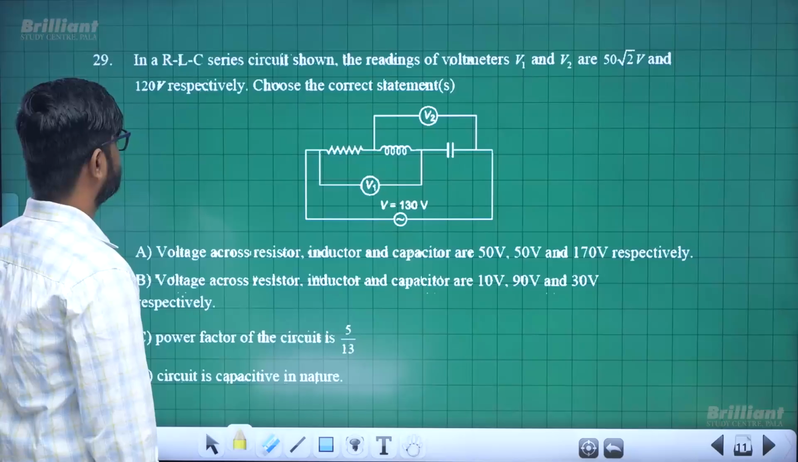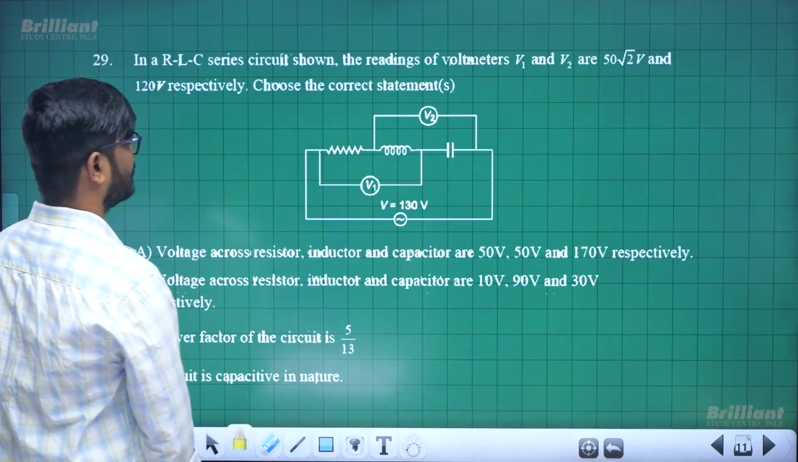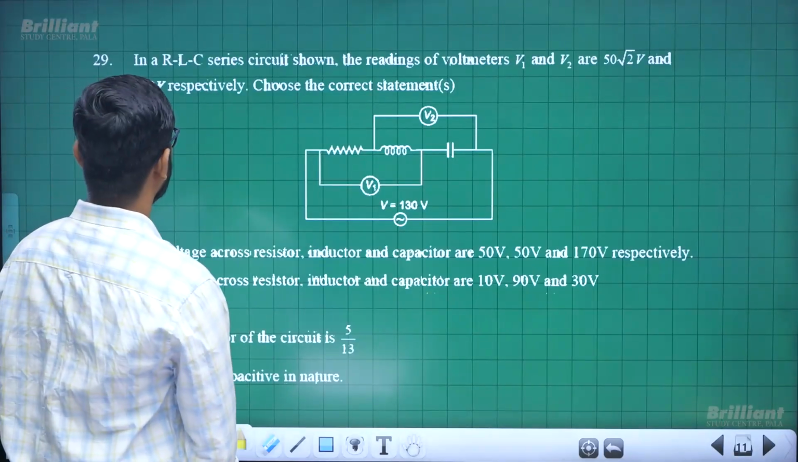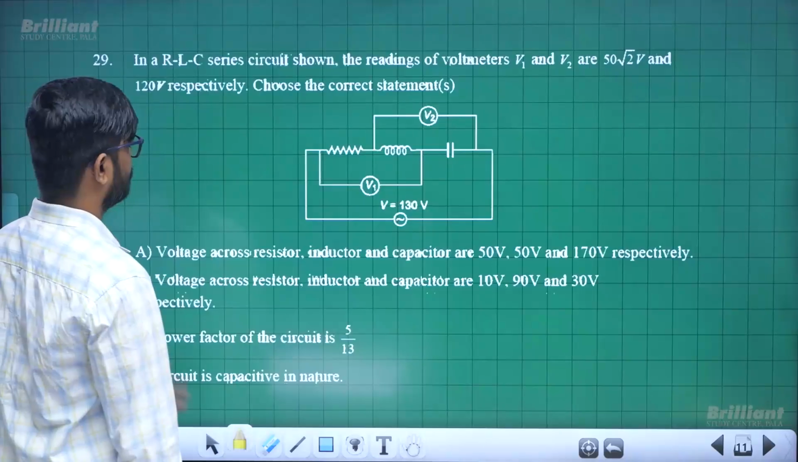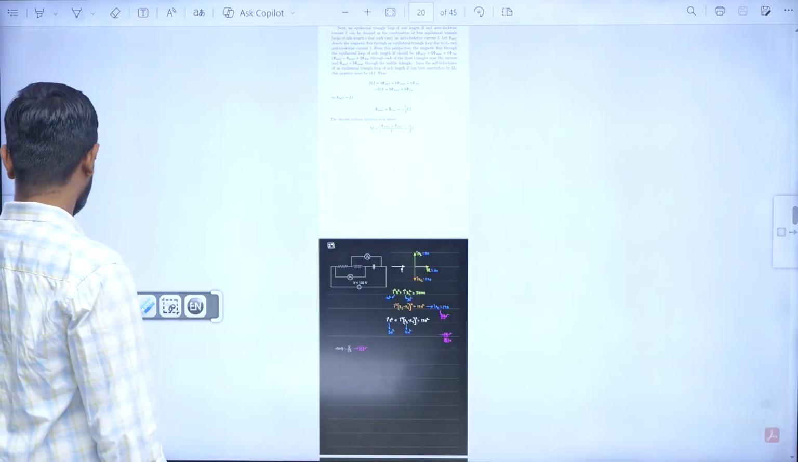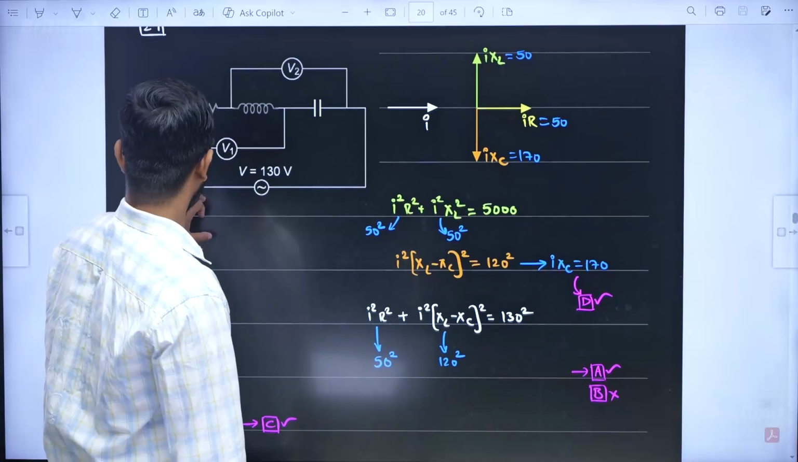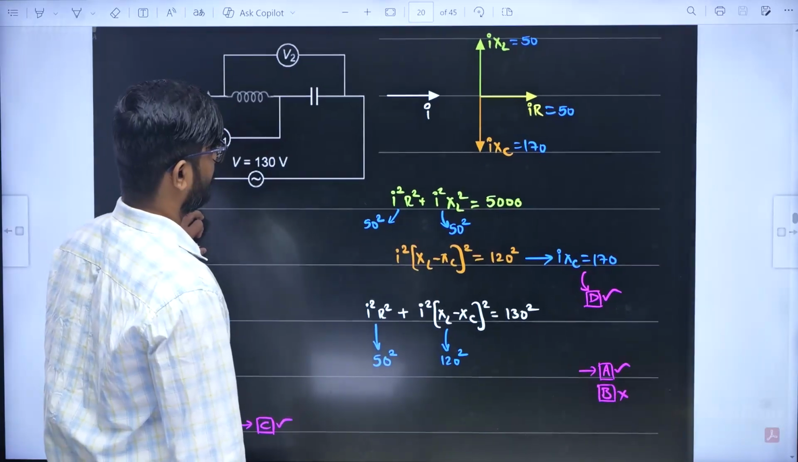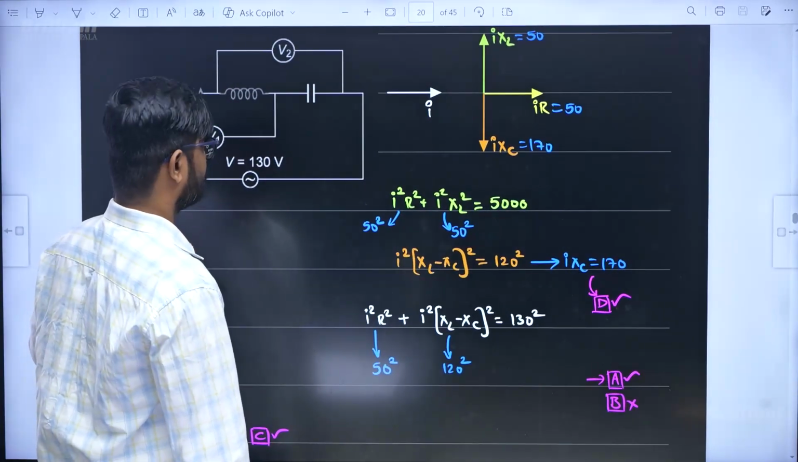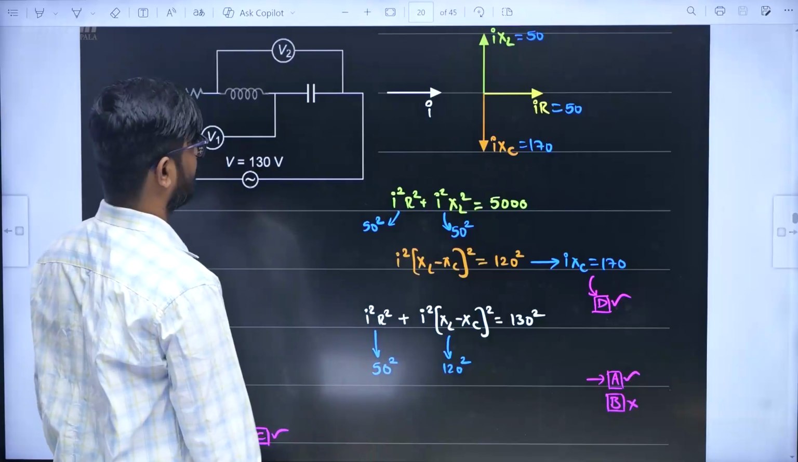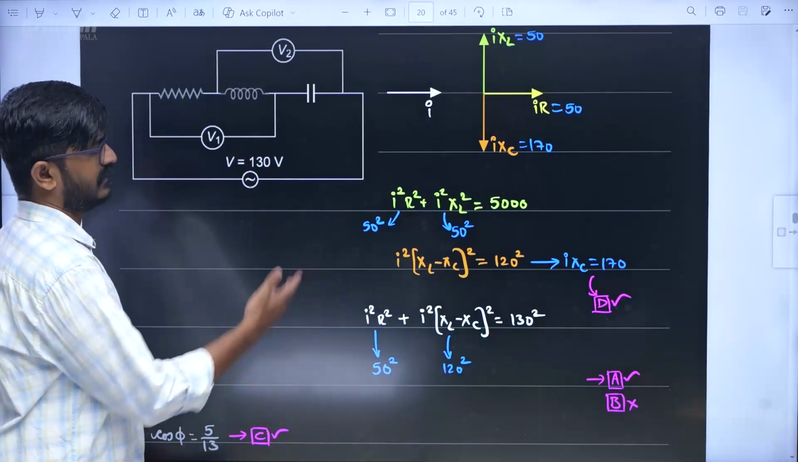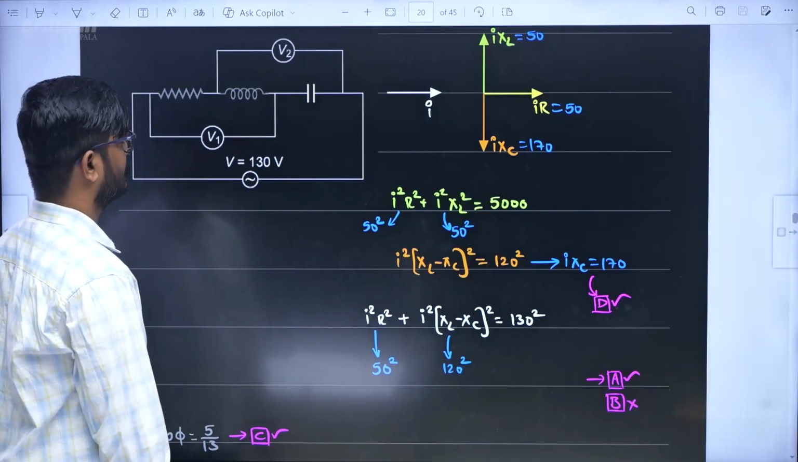In an RLC series circuit shown, the readings of the voltmeters V1, V2 are this much respectively, then you need to calculate stuff. So I am drawing the phasor. Generally I will be drawing the phasor for maximum values. So when I divide by root 2, I will be getting RMS. So here I am drawing for RMS. Basically I will be drawing for maximum and dividing by root 2, that is my idea.